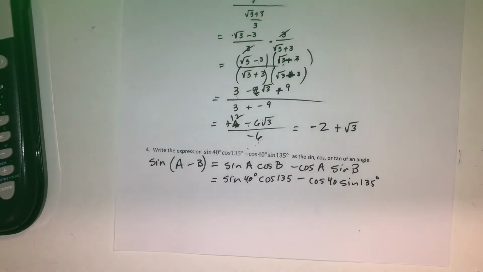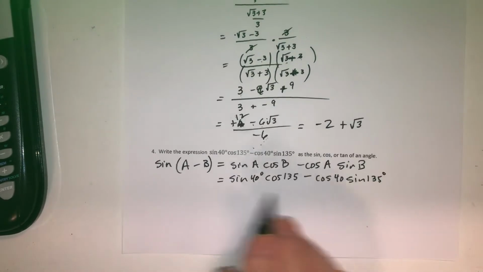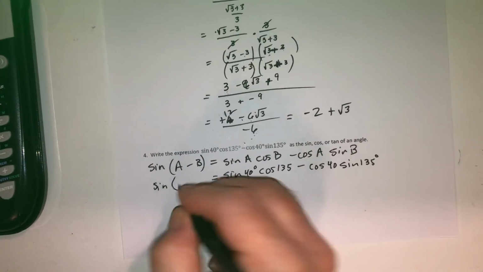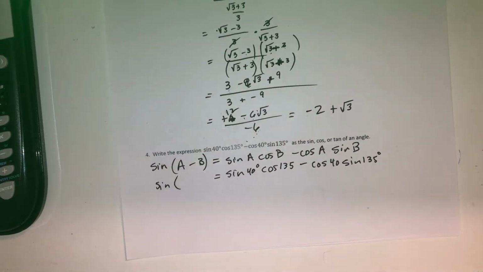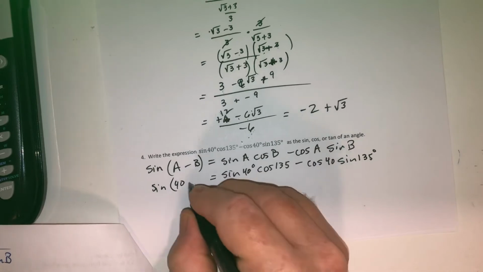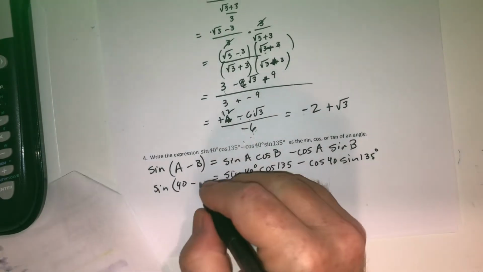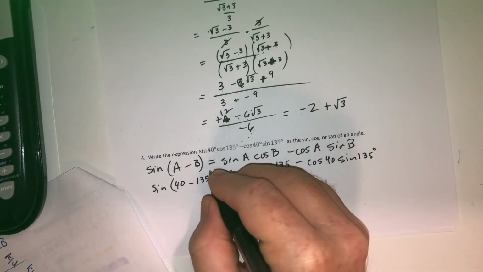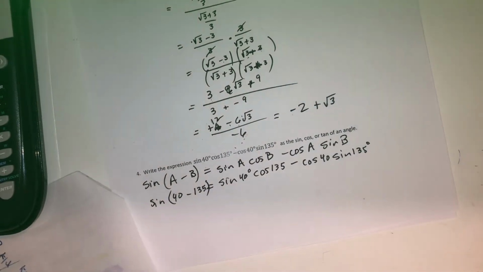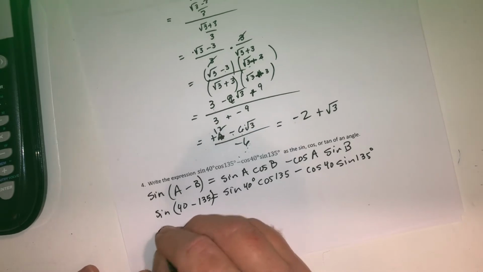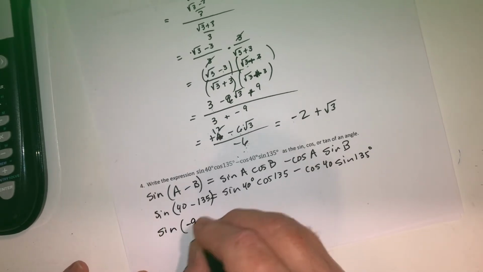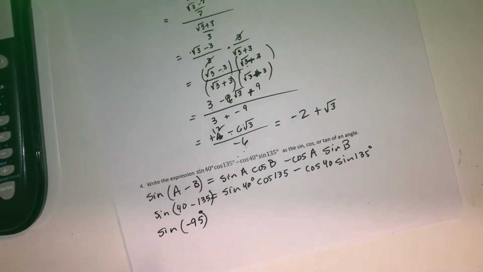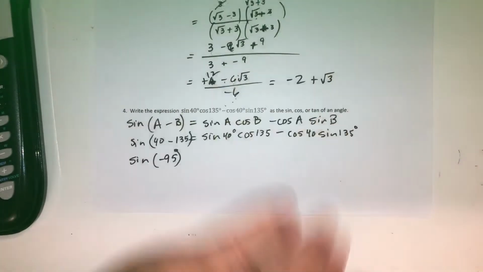And that means I'm going to bring those alpha and beta over here to the left and put them in. Alpha is 40 degrees. So 40 degrees minus beta, which is 135 degrees. Now 40 minus 135 is negative 95. So that could be the same thing as the sine of negative 95 degrees. Now, of course, you wouldn't write negative 95. You'd want to use a positive angle there.